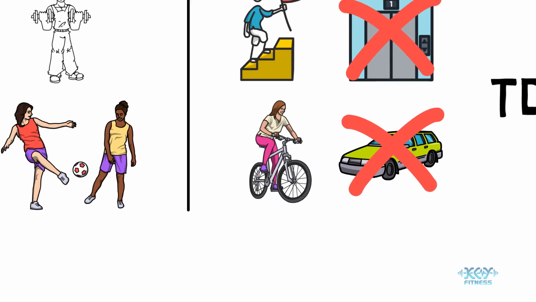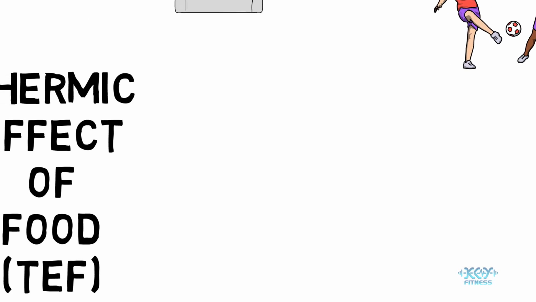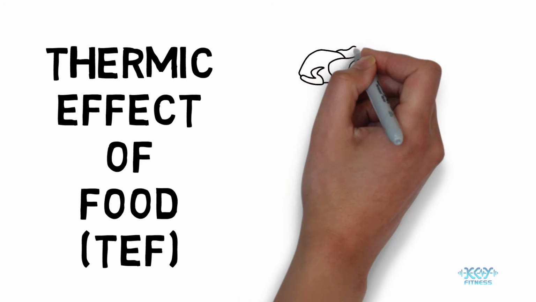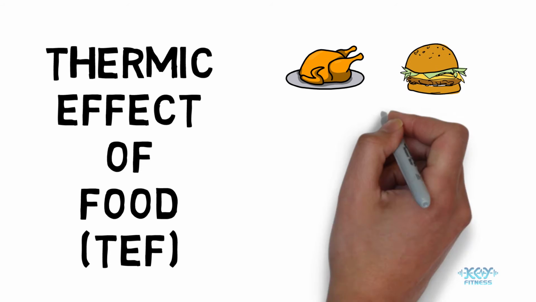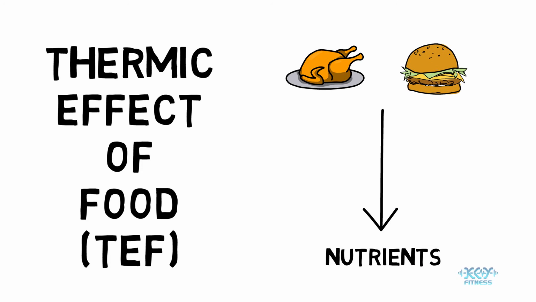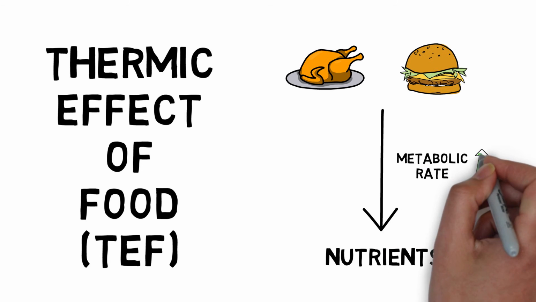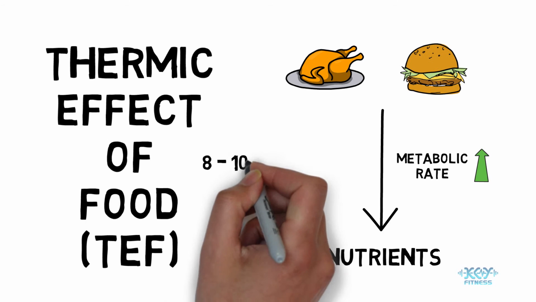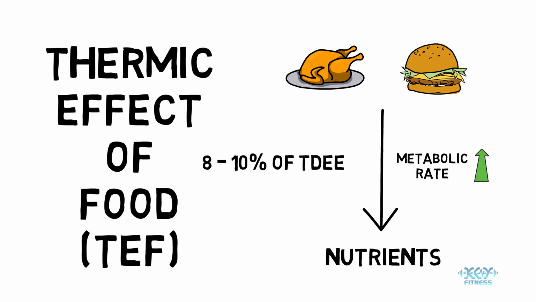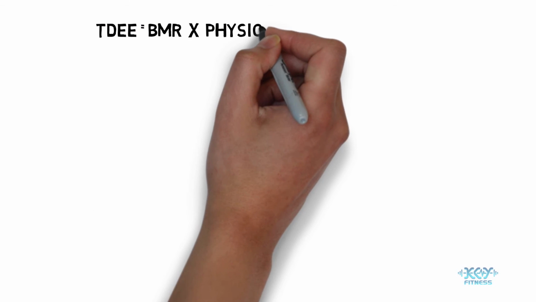The last component of TDEE is the thermic effect of food, or TEF. After eating, the body needs more energy to break down and store the food. Therefore, the metabolic rate goes up for a short time. However, it only accounts for 8 to 10% of TDEE, so the influence on body weight is just a little. Calculating TDEE is easy.